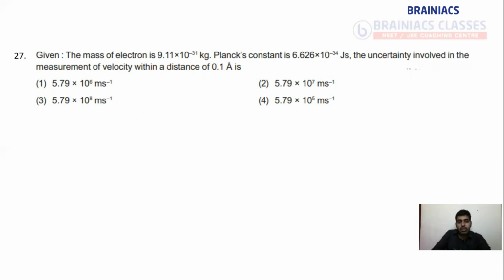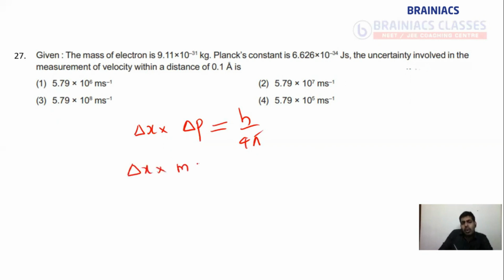The mass of an electron is given as 9.11 into 10 raised to minus 31 kg. Planck constant is 6.626 into 10 raised to minus 34 joule second. According to the Heisenberg uncertainty equation, delta x into delta p is greater than or equal to h by 4 pi. Now we can take it as equal. Delta p is equal to m into delta v. So delta x into m into delta v is equal to h by 4 pi.